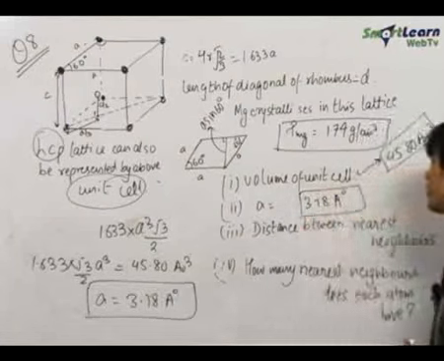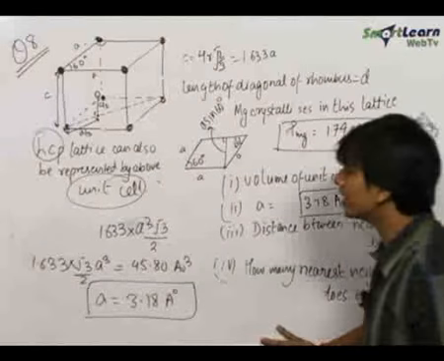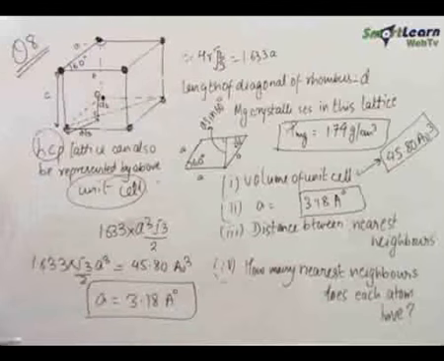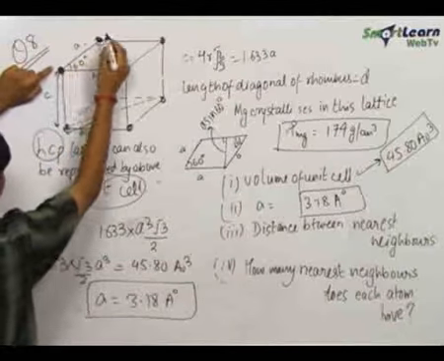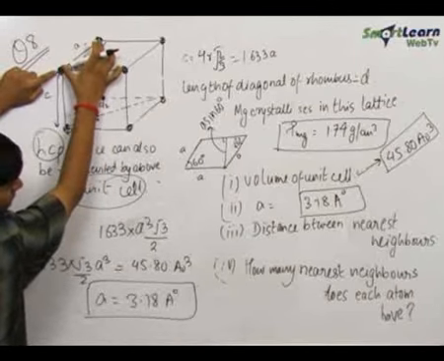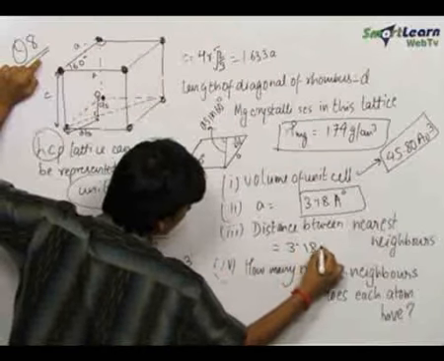The third part is we need to find out the distance between nearest neighbors. To find the distance between nearest neighbors, it is very simple. It will again be equal to 3.18 angstrom, because in this hexagonally close packed structure, these two atoms are in contact. Therefore the distance between nearest neighbors will be equal to A, that is 3.18 angstrom again.